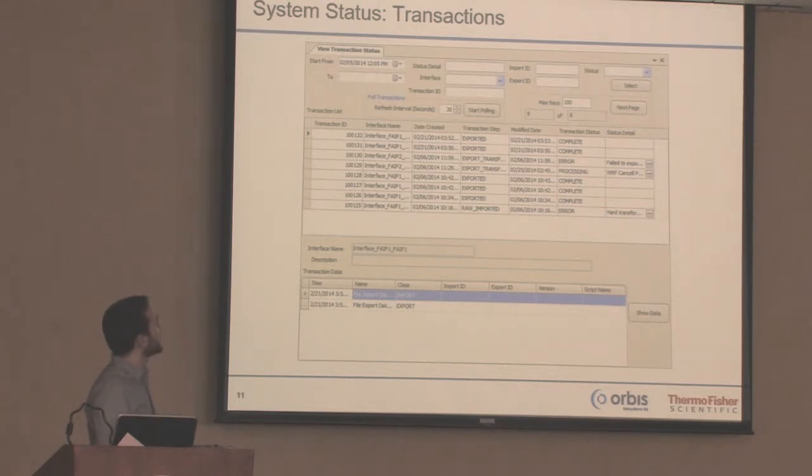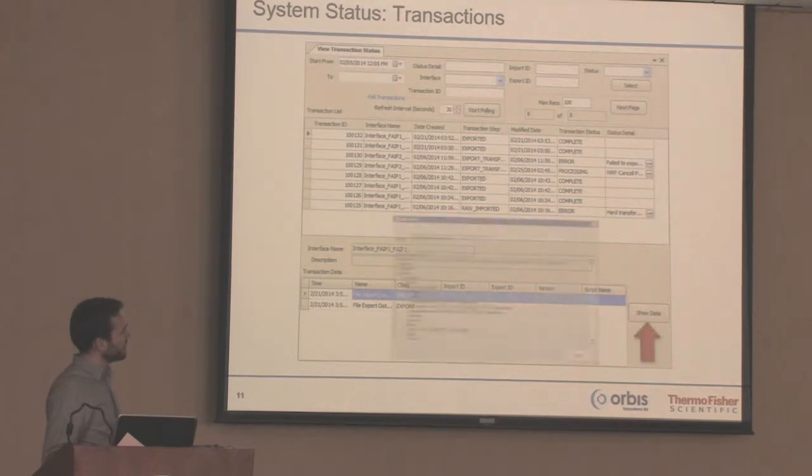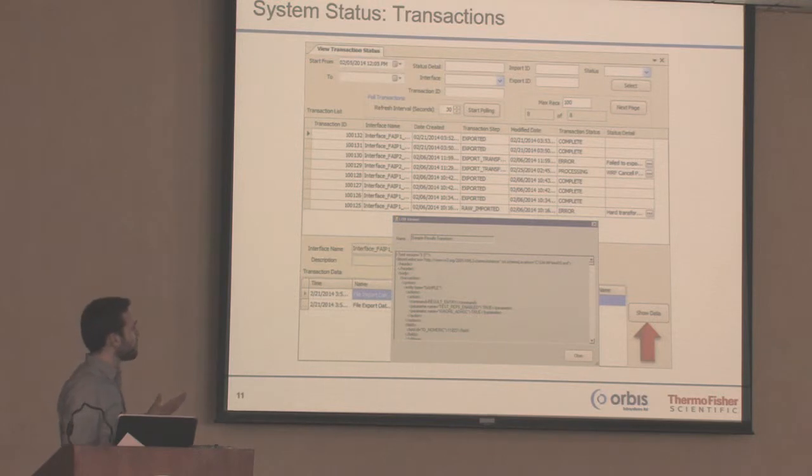It'll give you a unique transaction ID for each of them, and it'll also let you know what transforms are used within that transaction. In the bottom pane, you'll see it'll show you the import and export integration point that is. And if you actually click on the Show Data button, it'll display to you the file structure that was either imported or exported from that system. So this makes troubleshooting very, very easy.